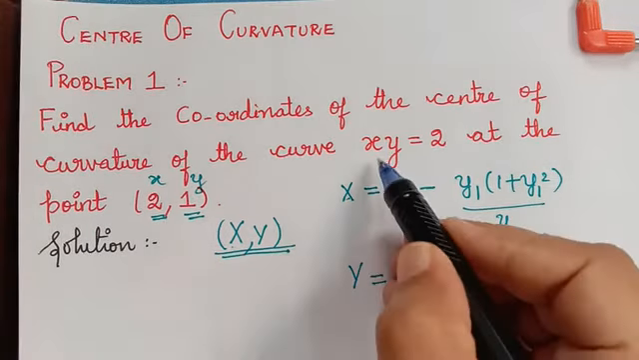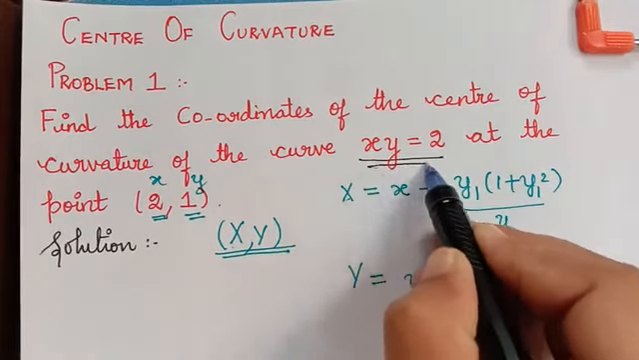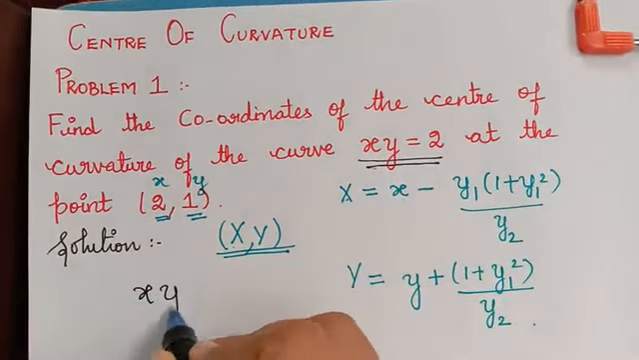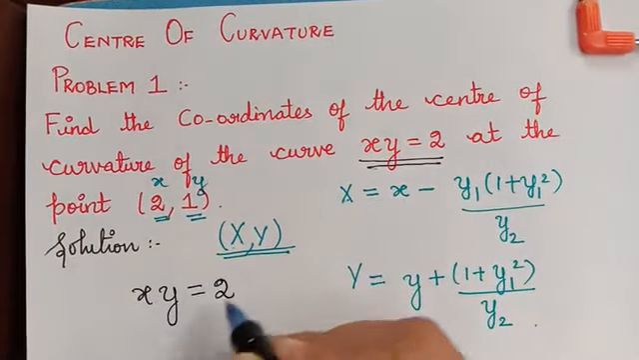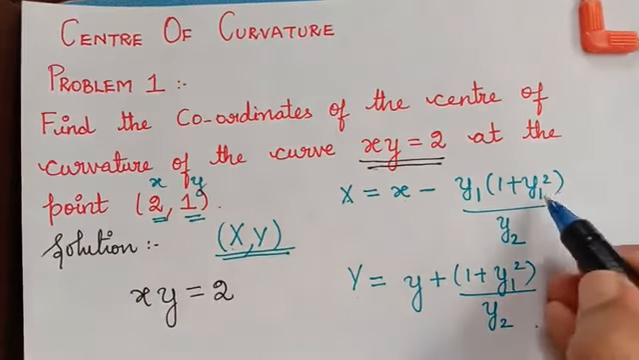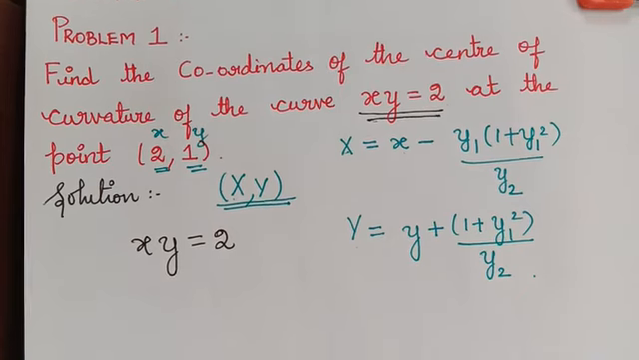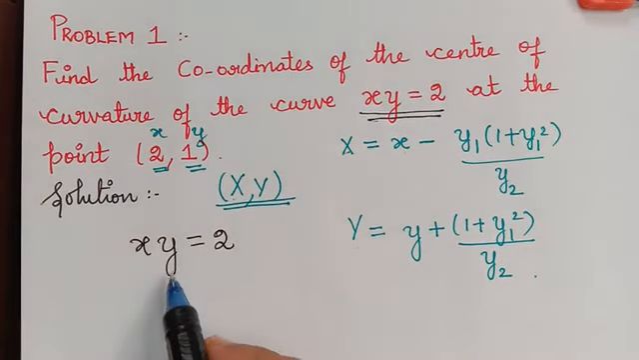Now first we shall consider the given curve. What is the given curve? xy equal to 2. Now from this we have to find y1 and y2. So what is y1? y1 is the first derivative of y.